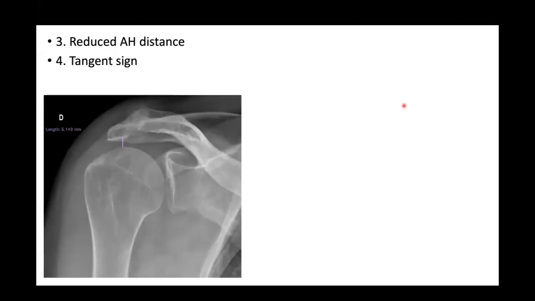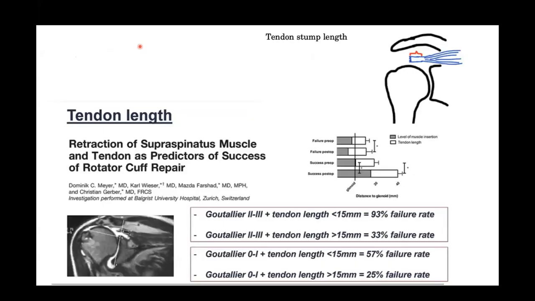The other parameters after tendon retraction and fatty infiltration, as I told you, are the reduced acromiohumeral distance and tangent sign. These are the other parameters which show that the cuff may be irreparable. Again, the final one is tendon length. As shown in this picture, the retracted tendon may have retracted muscle and will have a shorter tendon stump as well, because over a period of time, the tendon stump size also reduces, and that is a marker of irreparability.